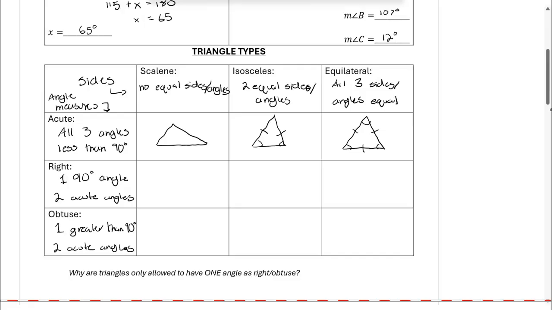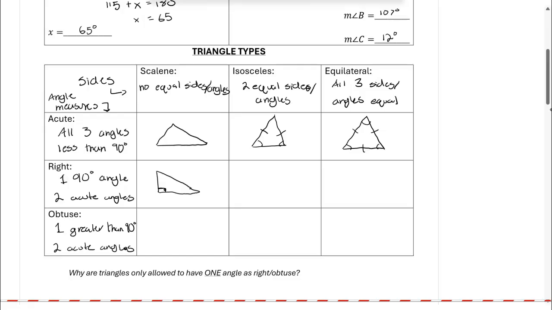So moving down one, scalene right triangle. That's going to have one 90-degree angle, two acute angles, but also it's going to have no equal sides or angles. So it's going to look something like this. So there's our 90-degree angle. It's got two acute angles, and none of the sides or angles are equal.